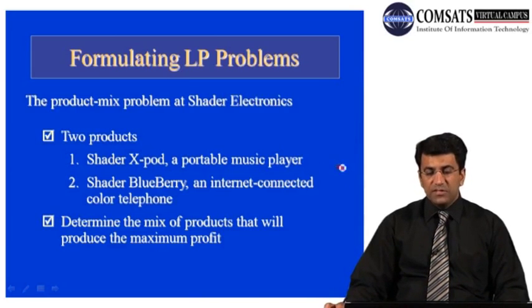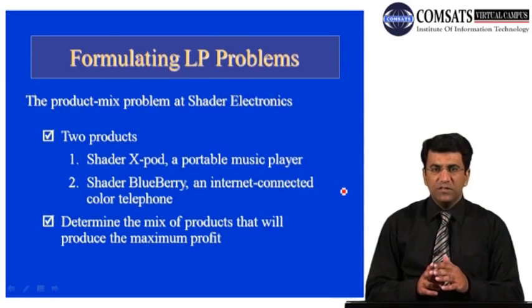There are two products: the Shader Export, a portable music player, and the Shader Blueberry, an internet-connected color telephone. Determine the mix of the products that will produce the maximum profit. Now there are two things. One is the objective. What is the objective? We want to maximize the profit.